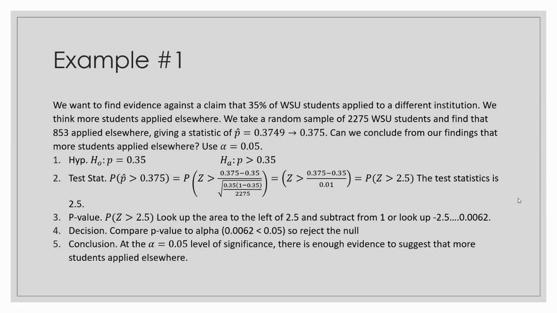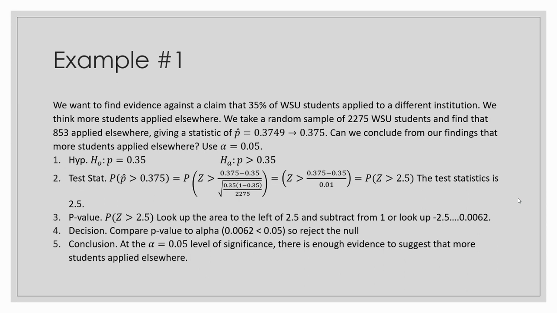In step four, you take the p-value and you have to compare it to alpha. And so what you should notice is 0.0062, that's less than 0.05. So in that particular instance, we reject the null hypothesis. We're happy. We are excited. It's significant because that p-value is less than alpha.